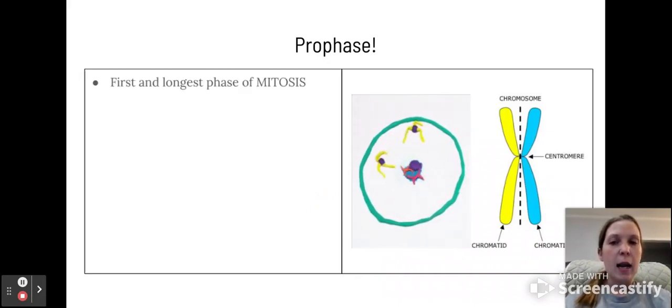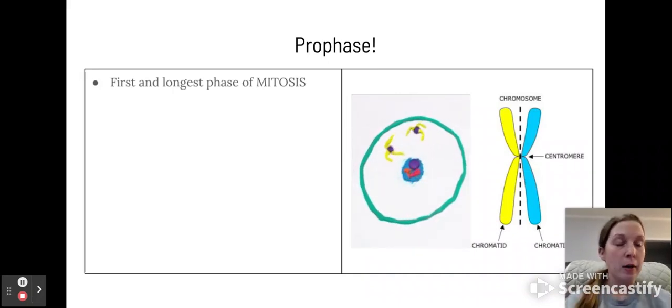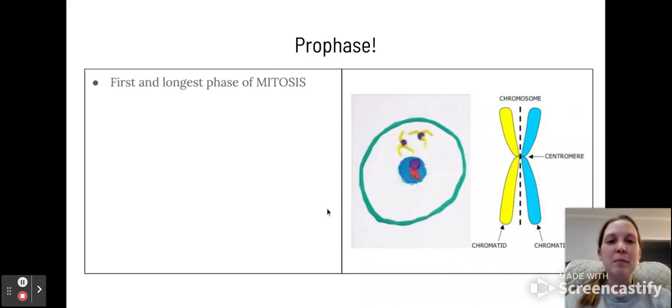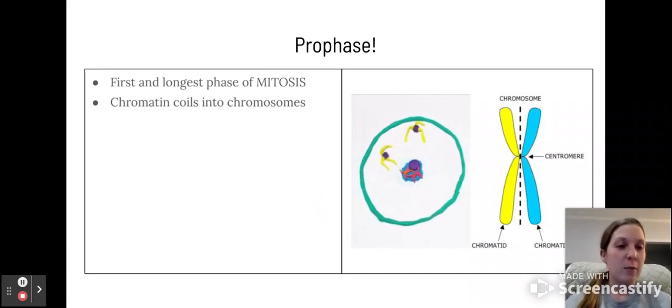This is the longest part of mitosis because this is where everything basically has to line up to cause cell division to occur. And that's a struggle. Cells may be small, but the things inside of them are even smaller, so it takes them a long time to get where they need to go.